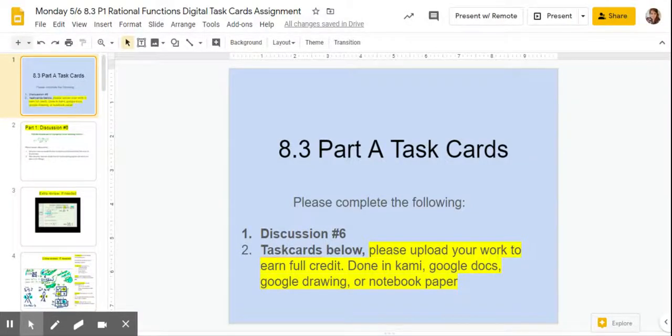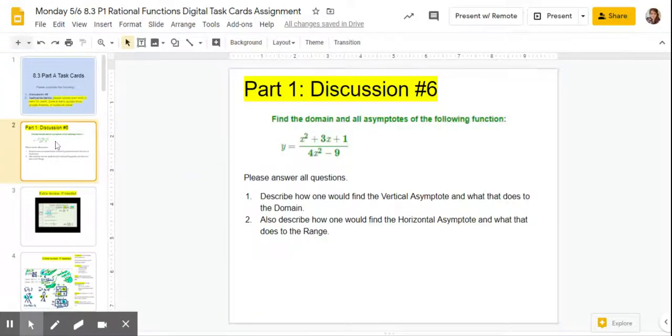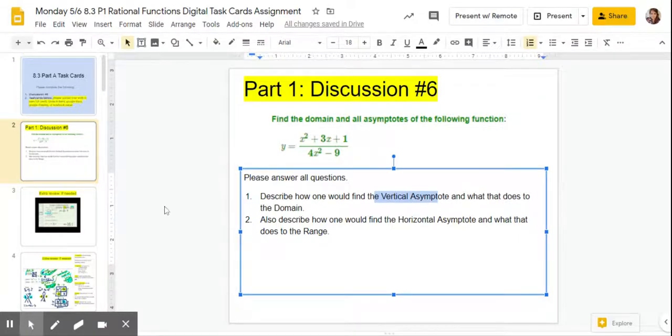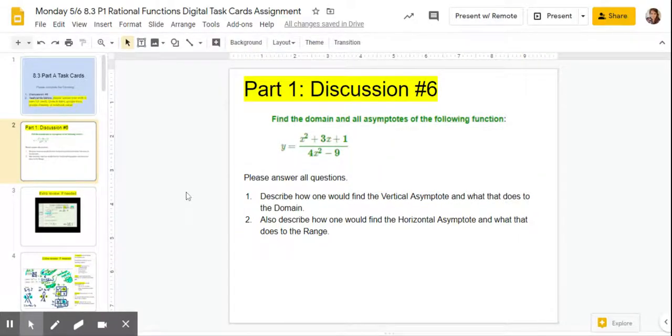I wanted to go over what your expectations are for today's assignment. There are two parts. The first one is a discussion question. It says find the domain and all asymptotes of the following function. So I want you guys to try your best to answer and describe how one would find the vertical asymptote and then what that would do to the domain. And then also describe how one would find the horizontal asymptote and what that does to the range.